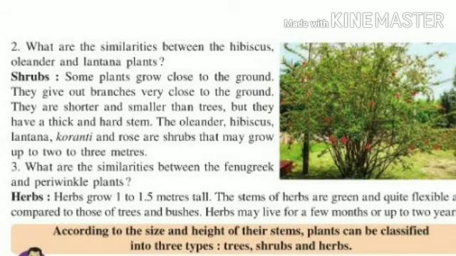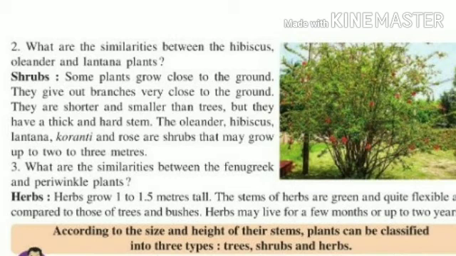What are the similarities between the hibiscus, oleander and lantana plants? Now let me tell you the answer. These plants are shrubs that do not grow tall. Now you have seen, the plants which grow tall and strong are called trees, and the plants which grow short in height are all called shrubs.